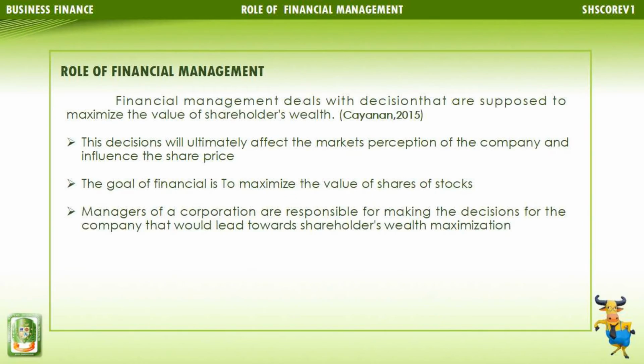Role of financial management. Financial management deals with decisions that are supposed to maximize the value of shareholders' wealth. This is according to Kayanan of 2015. These decisions will ultimately affect the market's perception of the company and influence the share price. The goal of financial management is to maximize the value of shares of stocks. Managers of a corporation are responsible for making the decisions for the company that would lead towards shareholders' wealth maximization.